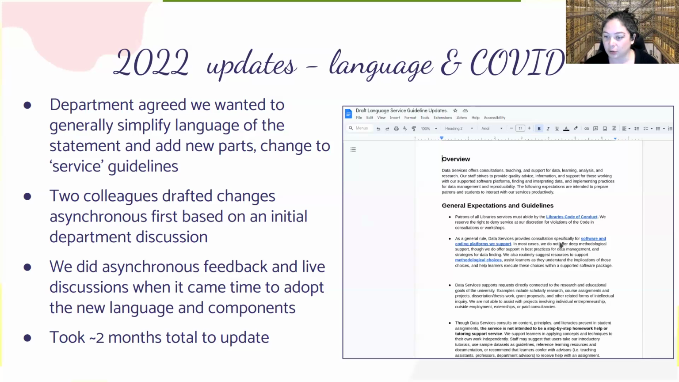As a general rule, we provide consultations for the software and coding platforms we support. So coding platforms is new there. We've merged our methods. It's not intended to be step-by-step or tutoring. So we've added some new language. We've bolded things. We have sort of just reorganized.